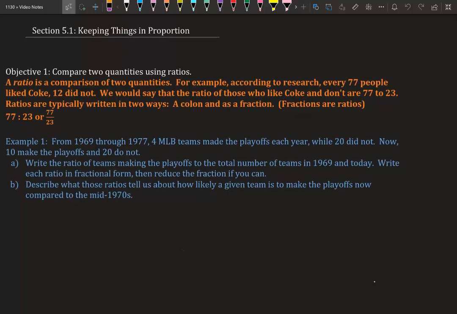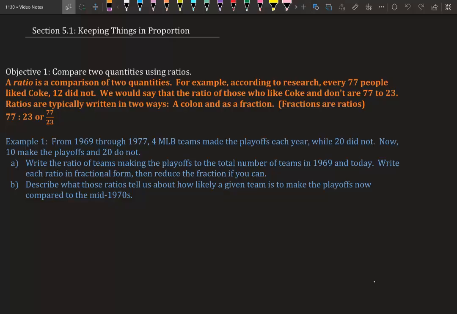5.1 Keeping things in proportion. Compare two quantities using ratios. A ratio is a comparison of two quantities. For example, according to research, for every 77 people who like Coke, 23 do not. We would say that the ratio of those who like Coke to those who do not is 77 to 23.